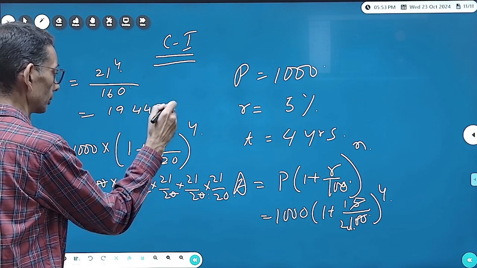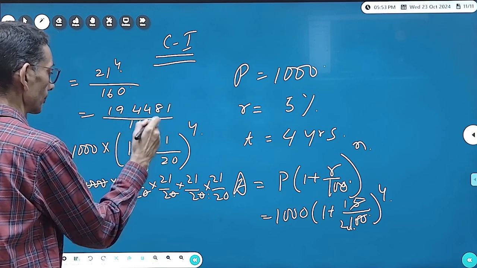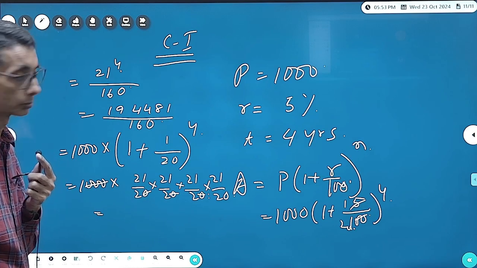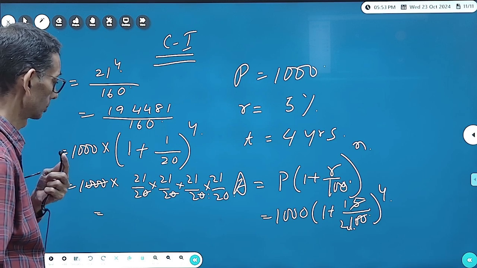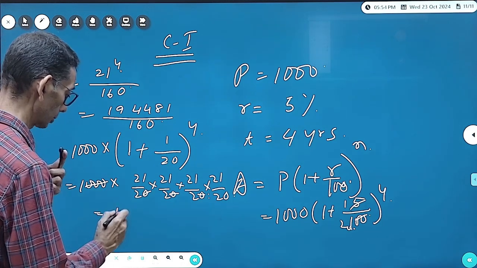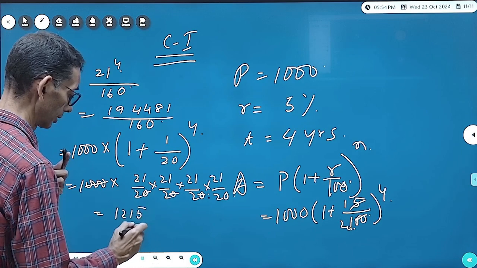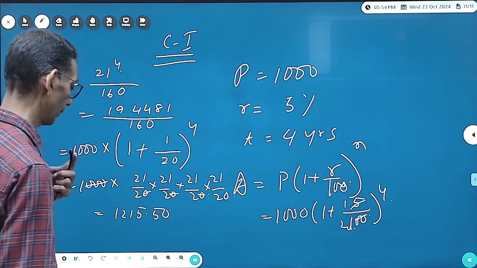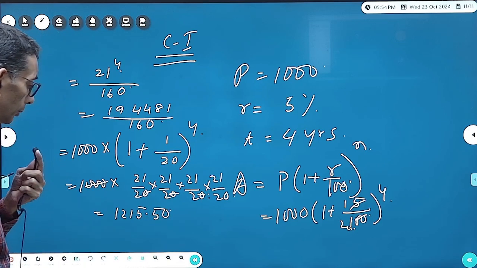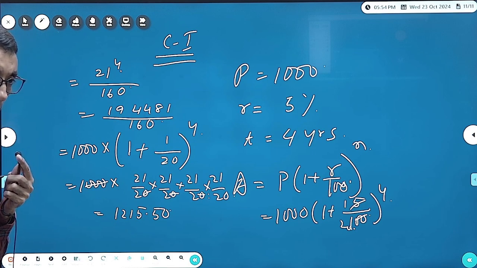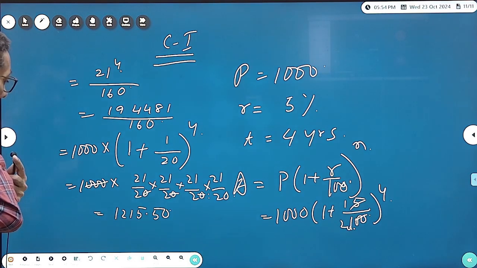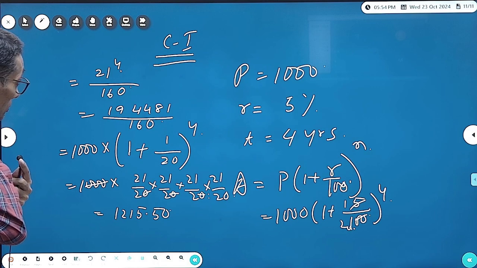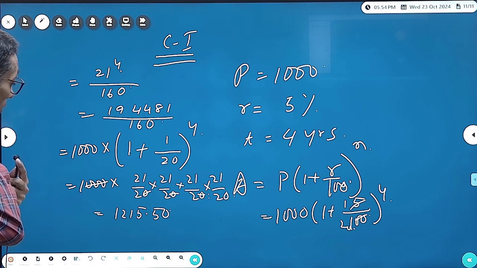19481, then divided by 160. 1215.50. Very good. 1215.50 at 5% rate of interest.